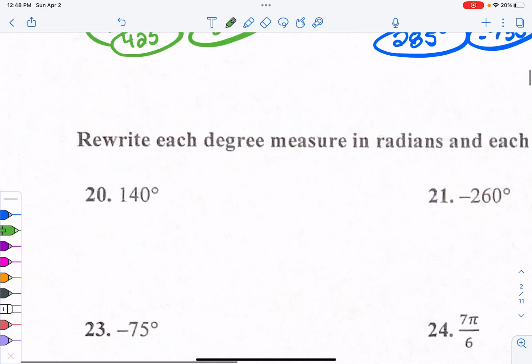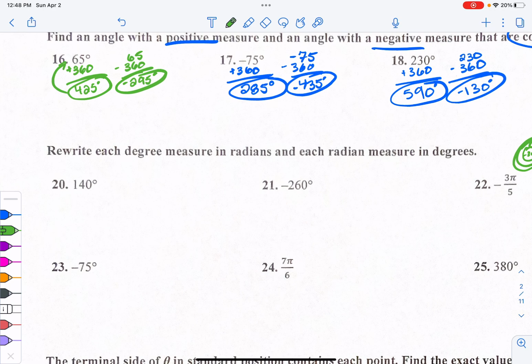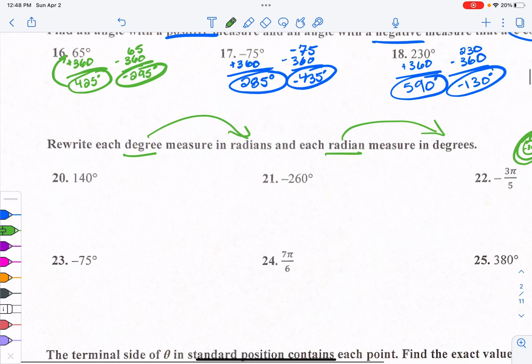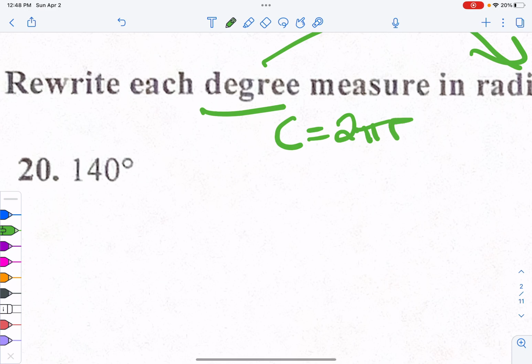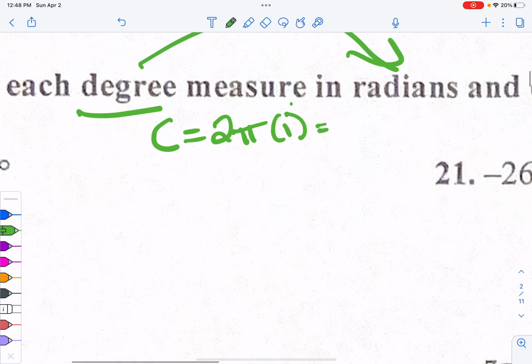Okay, all right, we have 6 problems here under this instruction: rewrite each degree measure in radians or each radian measure in degrees. When we did this to begin with, we talked about how the circumference is equal to 2 pi r. If our radius is 1, then the circumference of a circle is equal to 2 pi. Well, the circumference of a circle in terms of degrees is 360 degrees, right? So 2 pi is equal to 360.